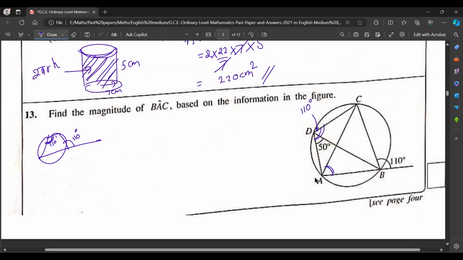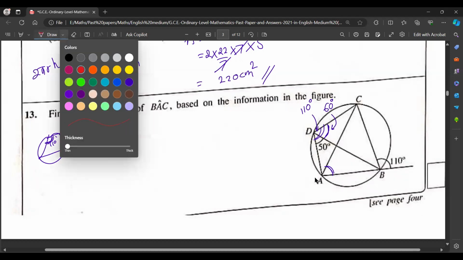They mentioned this one is 50. So the other part should be 110 minus 50. 110 minus 50, this one is 60. Is that clear? The exterior angle equals the interior opposite angles. If this one is 110, this opposite part is also 110. If this one is 50, the other part should be 60.